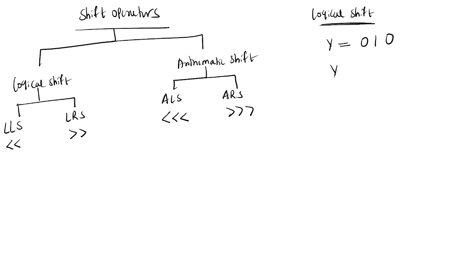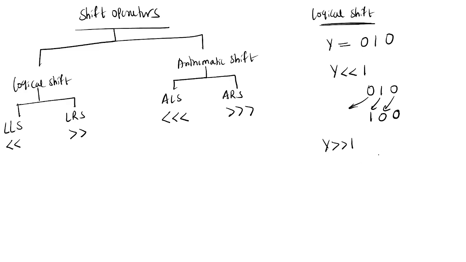Okay, so left shift by one position means, with 0 1 0, the leftmost bit will be gone, and the 0 will come to the MSB position, and whatever the vacant position is there will be loaded with 0. Okay, same thing if I do right shift.